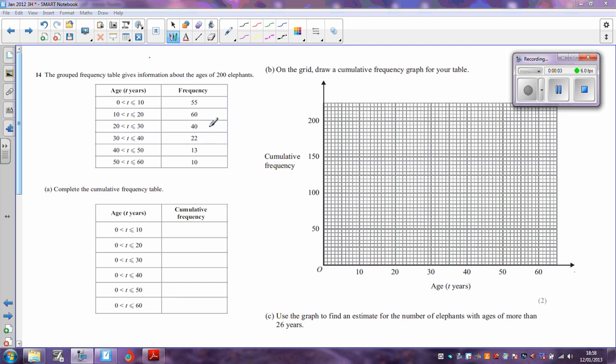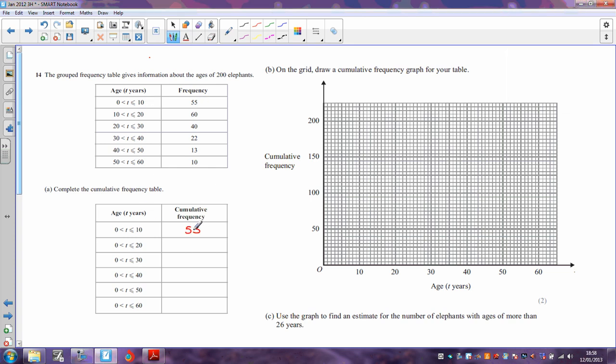Cumulative frequency here, very easy to calculate. We're looking for the number of elephants which have an age of between 0 and 10. Well, we can see that that's 55. It then goes on to say how many elephants have an age of less than 20. Well, we just need to add the 55 and the 60, which is 115.